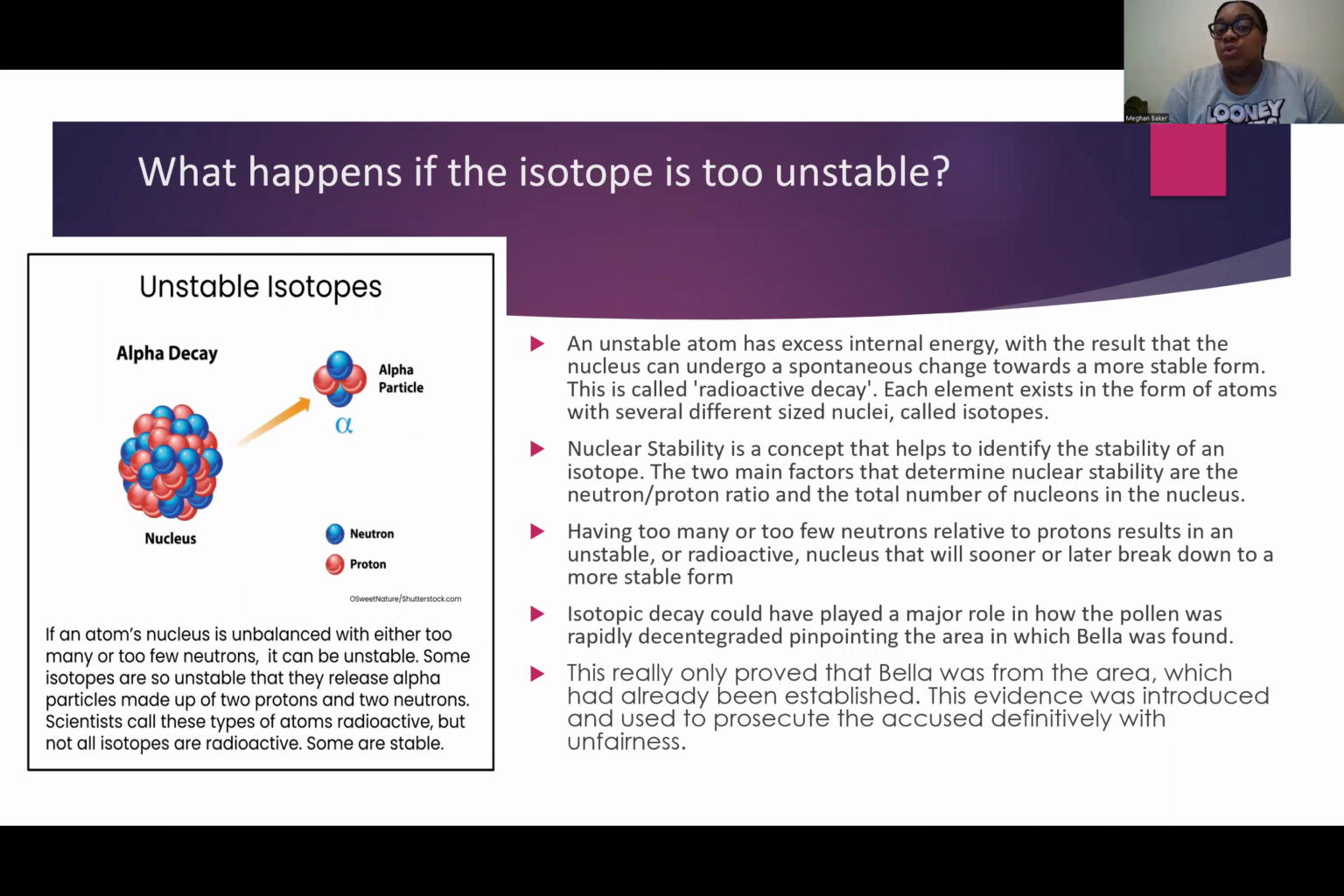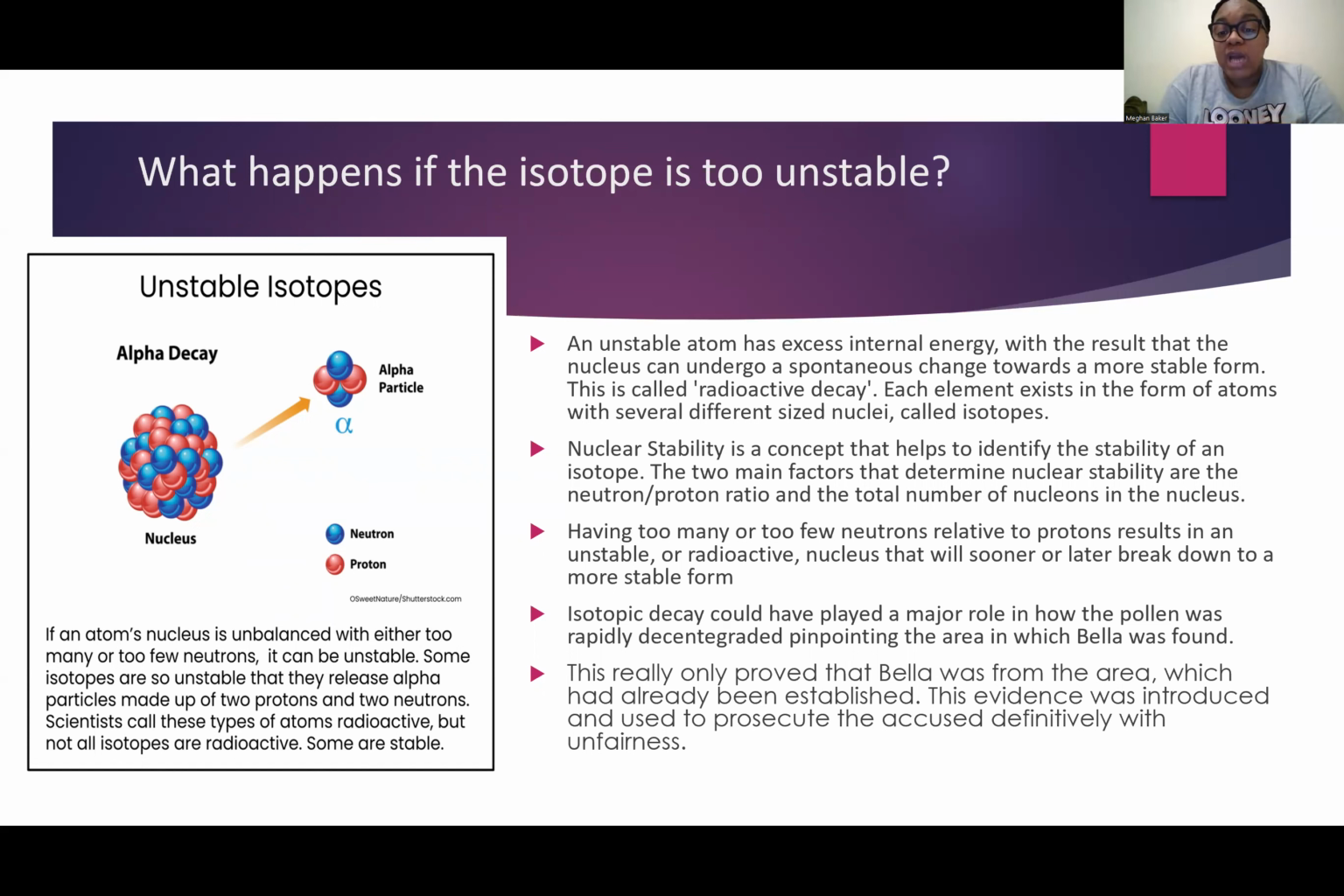So what happens when isotopes are too unstable? An unstable atom has excess internal energy, with the result that the nucleus can undergo spontaneous change towards a more stable form. This is called radioactive decay. Nuclear stability is a concept that helps to identify the stability of an isotope. The two main factors that determine nuclear stability are the neutron-proton ratio, as you can see right here on the side where it shows the alpha decay of an unstable isotope.